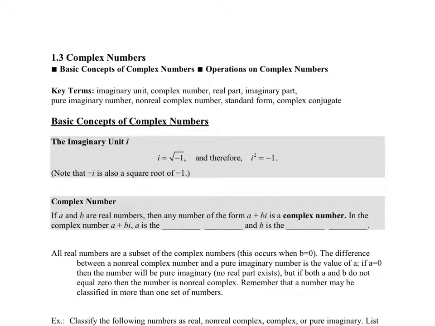As we begin section 1.3, we will start discussing complex numbers, or you may have heard of imaginary numbers. Now, they're not pretend, they're not fake. It simply means that we have additional numbers that we can use in addition to what's already in the set of real numbers. So let's define what an imaginary number is.